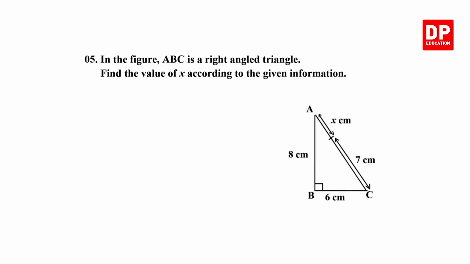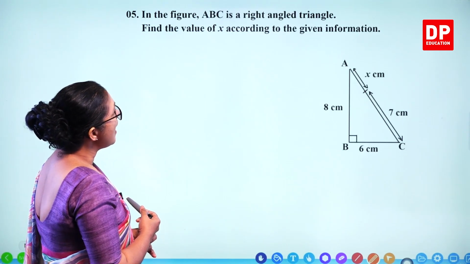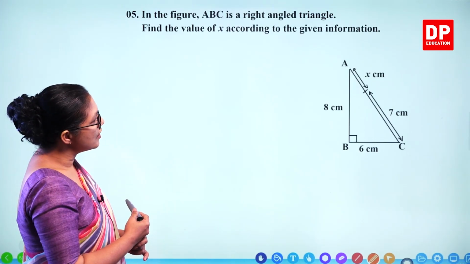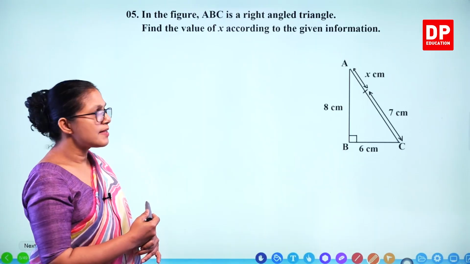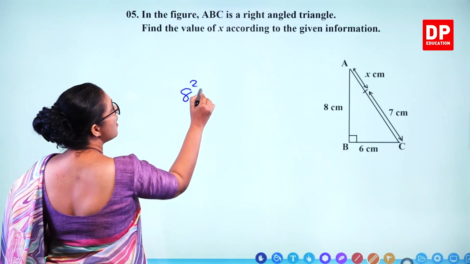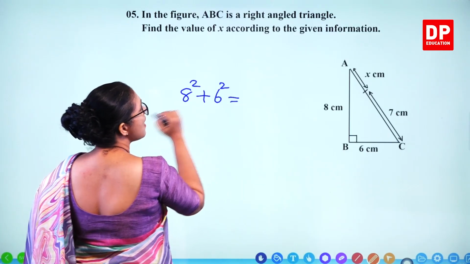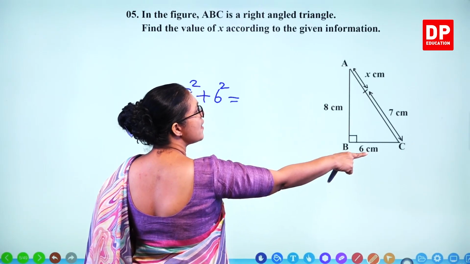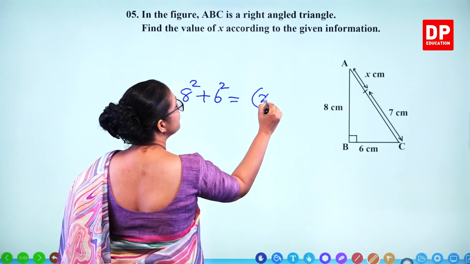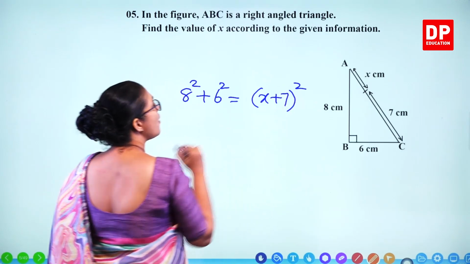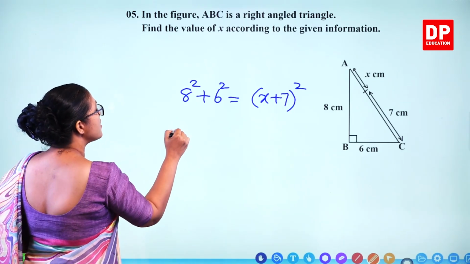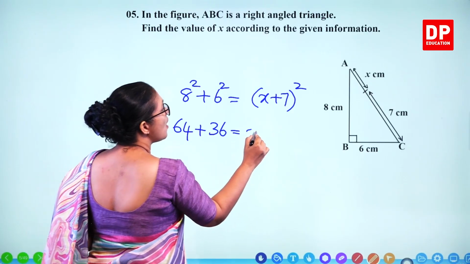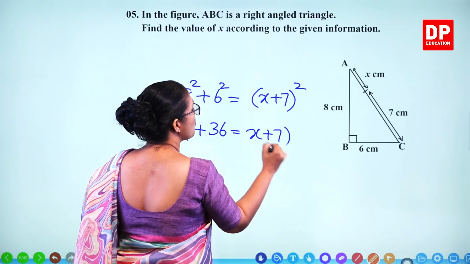Question number 5. In the figure, ABC is a right angle triangle. Find the value of x according to the given information. So we can use the Pythagoras theorem. 8 squared and 6 squared, the sum is equal to the hypotenuse squared. So what is the total length of AC? x plus 7. Can you square it? 8 squared, 64. 6 squared, 36. This one you get x plus 7 squared.